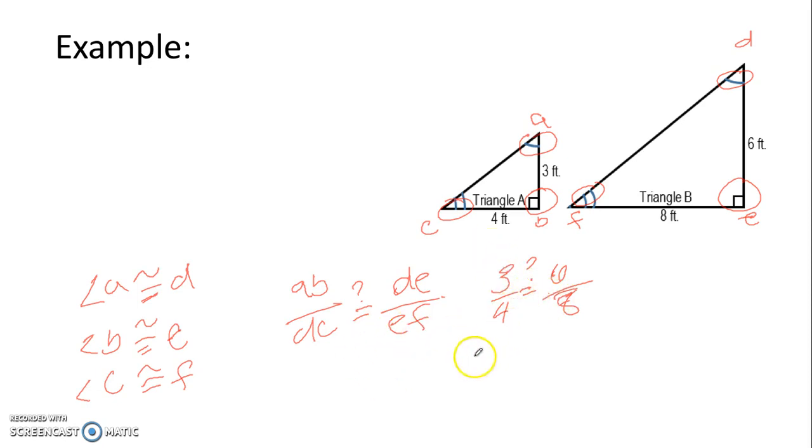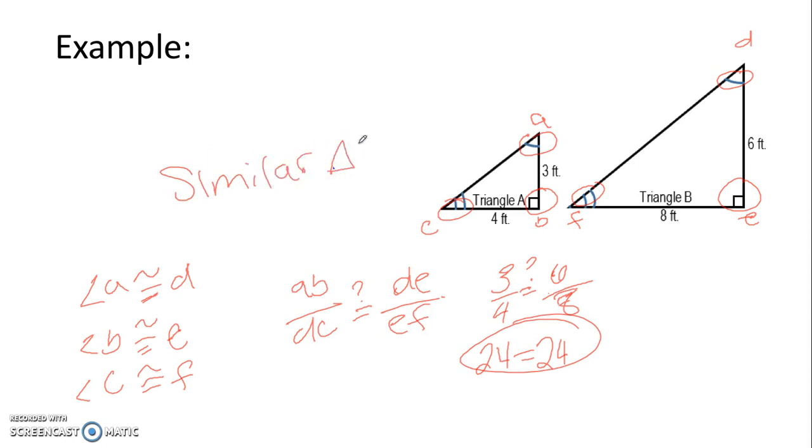So 3 times 8 is 24. And is that equal to 4 times 6? It is. So because they are the same, because they are congruent, that means that these are similar triangles. Similar triangles. Yes, they are.